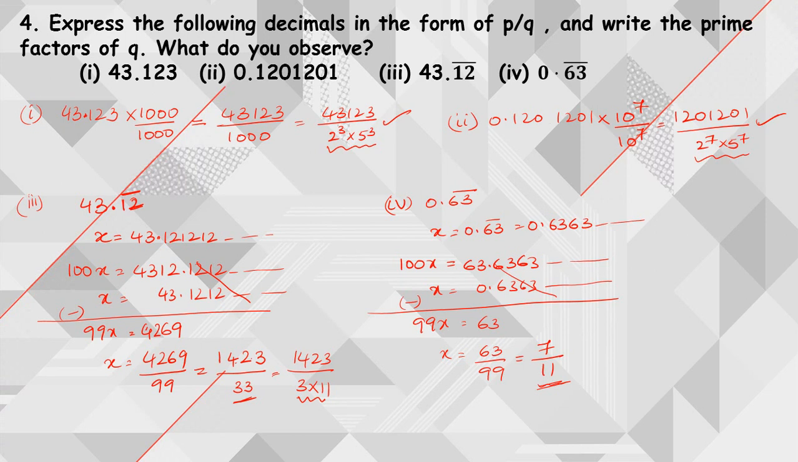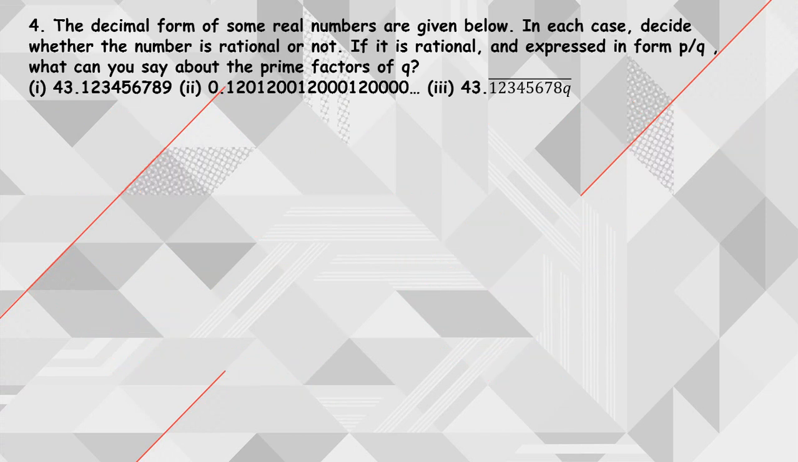So this is the question which is given in the Telangana textbook, right? In the Andhra textbook we are having this question. The decimal forms of some real numbers are given below. In each case, decide whether the number is a rational number or not. If it is rational and expressed in the form of p by q, what can you say about the prime factors of q, right?